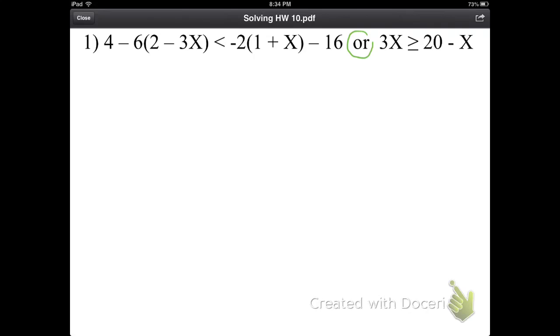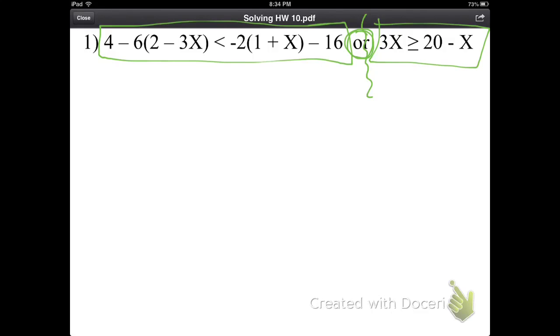So this OR here is going to split our problem into two groups. We got the group on the right and the group on the left. The left is really long, the right one not so bad. So let's just deal with the left side right now. Let's get the hard part out of the way and then we'll deal with the easy stuff. Hard part, you have two sides. You got your right side, you got your left side, and then your little symbol in the middle, okay?